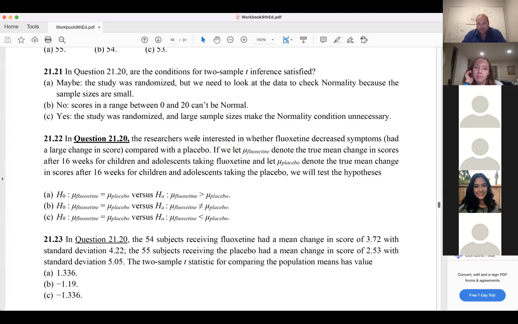All right, 22. A, B, or C? 3, 2, 1, go. I didn't even do it yet. Hold on a second. Okay, I got it. 3, 2, 1, go. So everyone says C. Did everyone say C? So why do I think that the answer is A? Shouldn't the change be bigger for the drug than for the control group? Don't we want a bigger change?